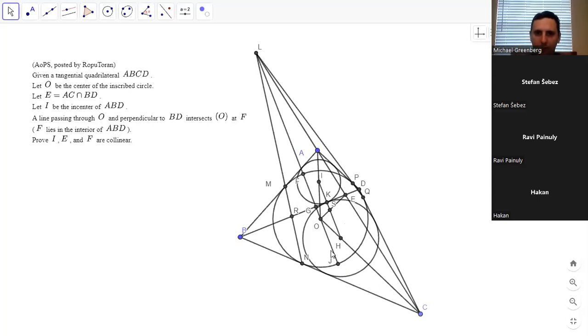But how do we find FJ? Let's see. FJ is twice the radius. Oh, that's right. I don't know why I keep forgetting that. FJ is twice the radius of this, and IK and KH are each the radius. Okay, I see what you're saying. Is there a way to do GK over KE?